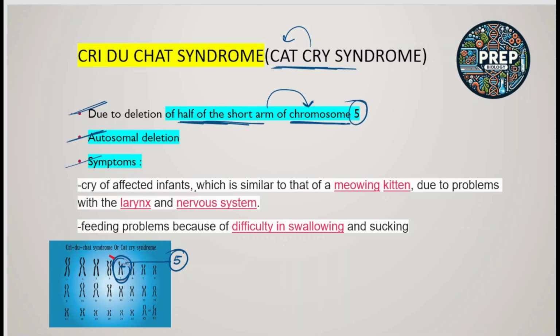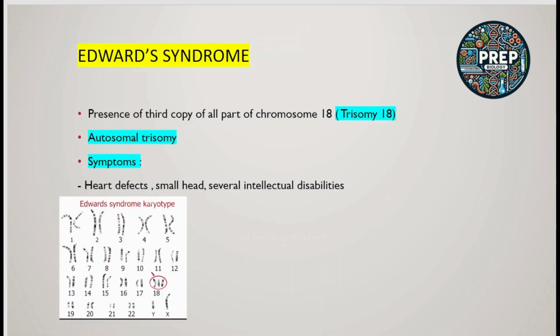The cry of affected infants is similar to a mewing kitten due to problems with the larynx and nervous system. So the baby has an affected larynx, that is the voice box, and nervous system. Due to this, the infant cries like a kitten. Feeding problems occur because of difficulty in swallowing and sucking. Okay, so this is important. Cri du chat syndrome is important. Okay, so this disease is due to the deletion of half of the short arm of chromosome 5.